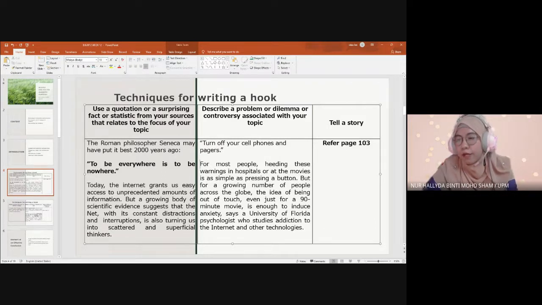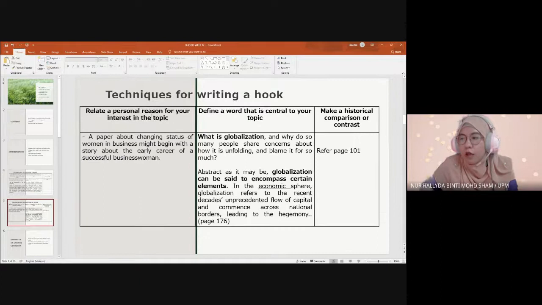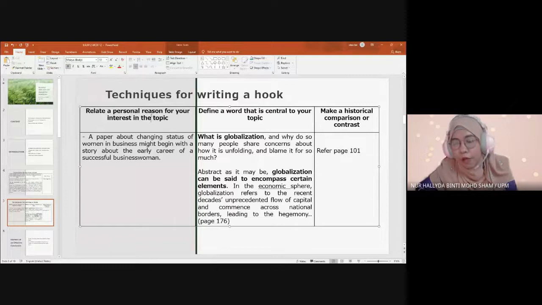All right, the next technique is to relate your personal reason for your interest in the topic, the reason why you want to write about it. For example, let's say you are a woman writer, a successful career woman, and you want to write about the changing status of women in business. So you might begin with a story about the early career of a successful businesswoman. So sometimes the way you open it is by highlighting your personal reason for writing it.